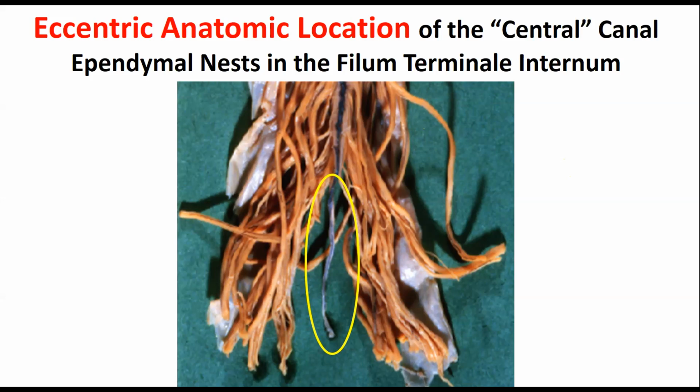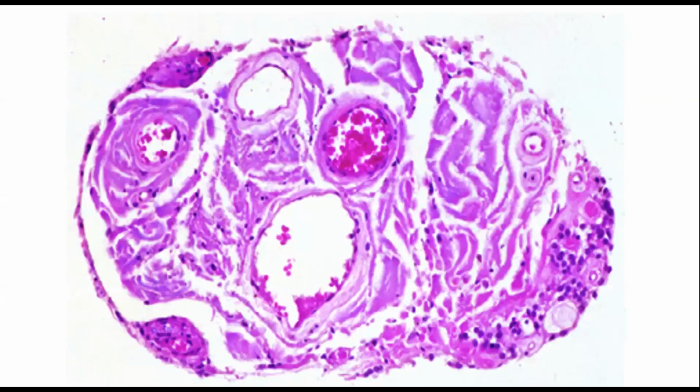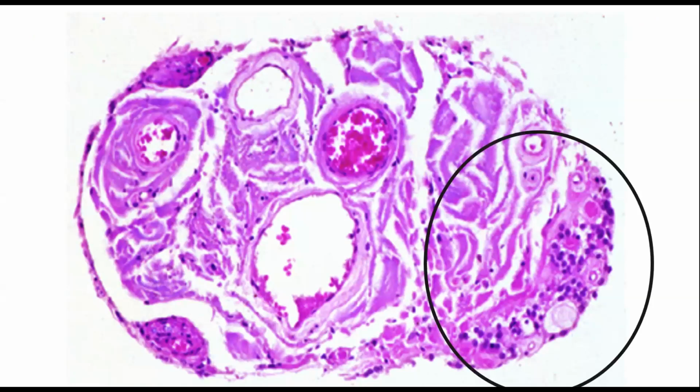Now, here's the point. Developmentally, the central canal has an opening. It's called the caudal neuropore. It comes very superficial. Let's look at a couple of normal human filum terminale in cross section. Here it is. The circled area is the central canal. How central does that look to you?